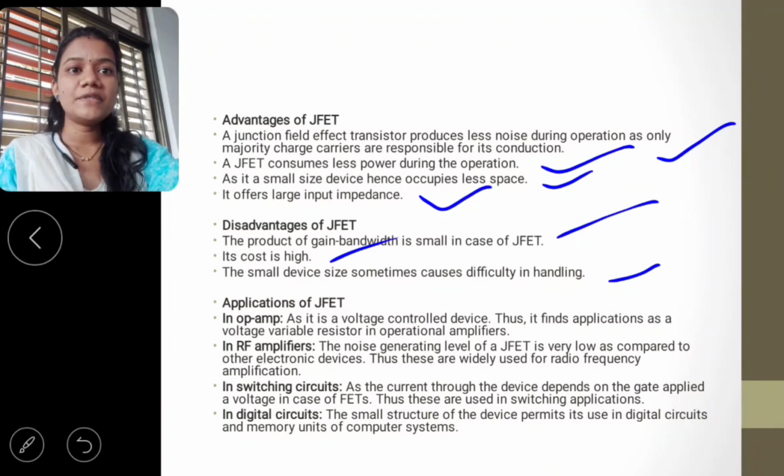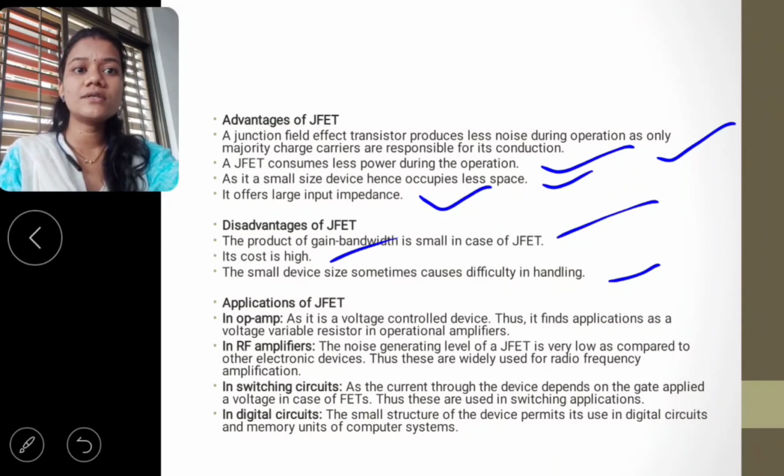Now next is the application of JFET. As we have seen, the BJT is used as an amplifier or switch. The JFET transistor is used in op-amp. Op-amp is nothing but your operational amplifier. So it is used as a voltage control device. It finds application as a voltage variable resistor in operational amplifier. Then in RF amplifier, RF is nothing but radio frequency amplifier. The noise generation level of JFET is very low as compared to other electronic devices. So JFET will generate very low noise, and because of this, it is used in RF amplifier.